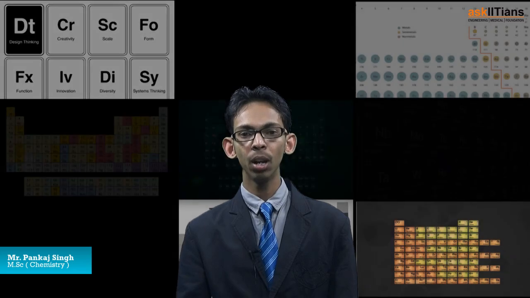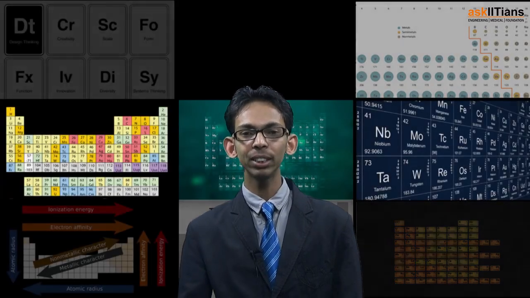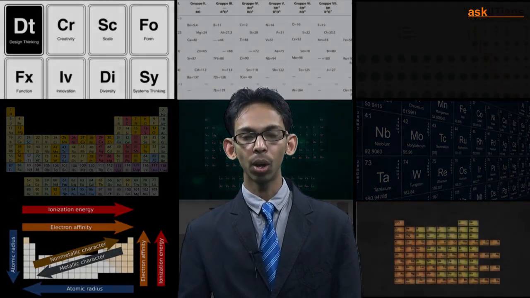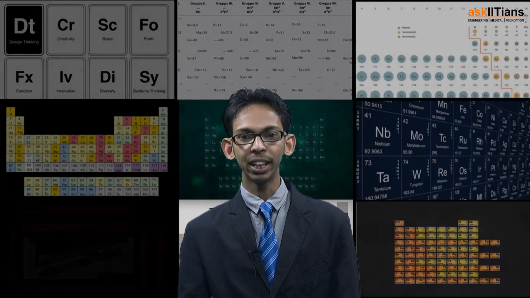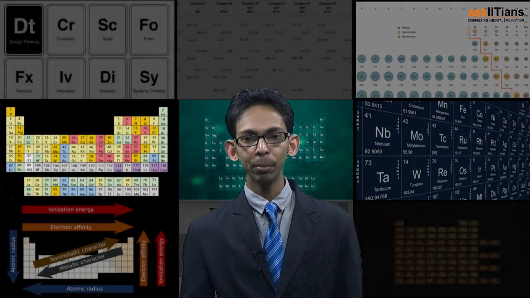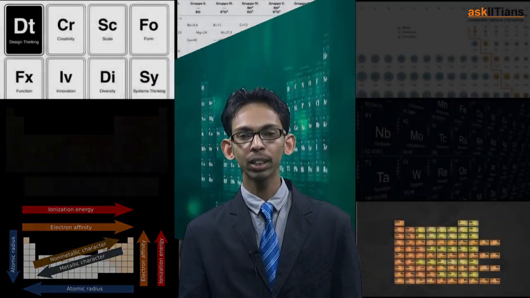Welcome students. In this video we are going to study the modern periodic table, and that will start with the modern periodic law. Modern periodic law says that periodic properties of elements are a function of their atomic numbers, and based on this we prepared a periodic table which is known as the modern periodic table, as it is followed today also.